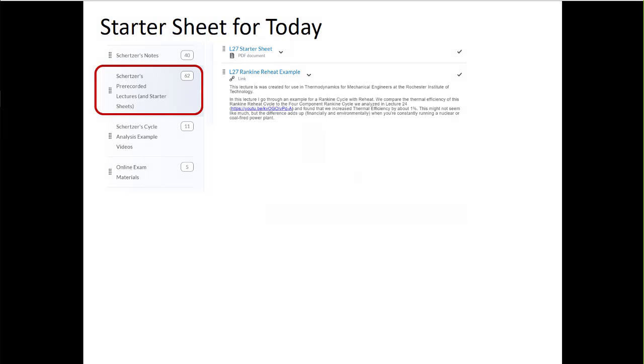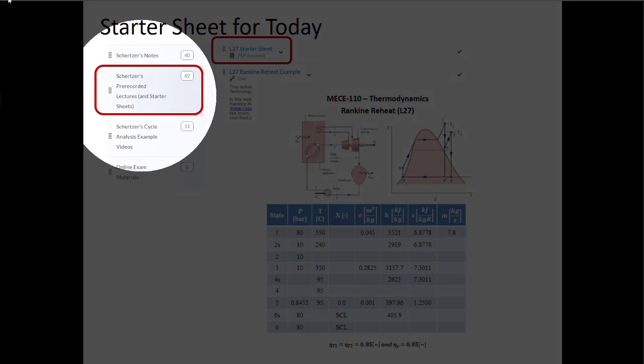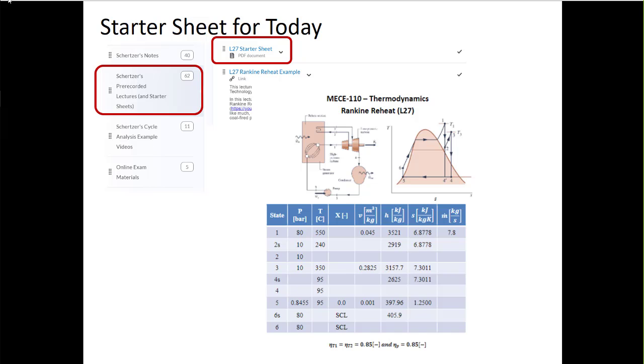We're going to do an example today on Rankine reheat. Just a reminder, as you start studying for this exam, or when you go back and study for the finals, you can always find the starter sheets or PDF versions of these problems that we do. You can see them all on the My Courses website under the lecture series part here. There's Schertzer's pre-recorded lectures and starter sheets. In here, you'll get links to the YouTube videos for the complete captioned versions of all of our lectures, and also links to PDFs for the problems that we do in class.